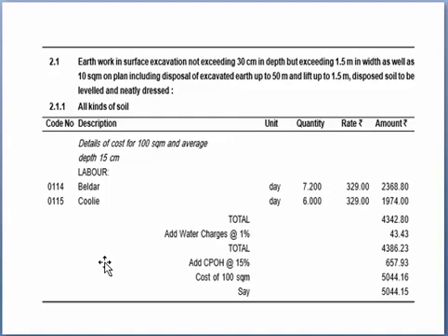Labor component has been considered, that is Beldar and Coolie. Rate, definitely they have been taken from the DSR, right? The rate for the Beldar is 329 rupees and the unit is per day. That means for one day, the rate is 329 rupees. One day is considered as 8 hours. So for the 8-hour work, the Beldar will be given 329 rupees. In the same manner, Coolie will be given 329 rupees for one day's work. So this is the labor component.